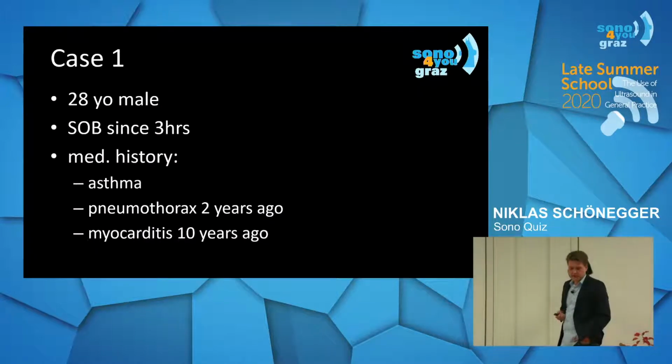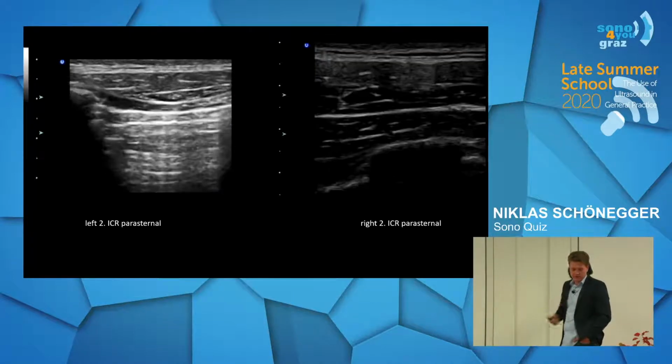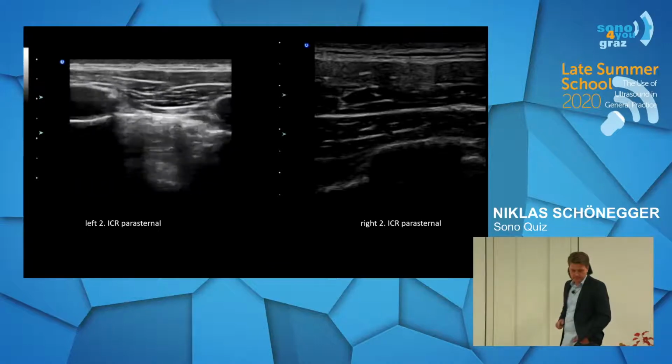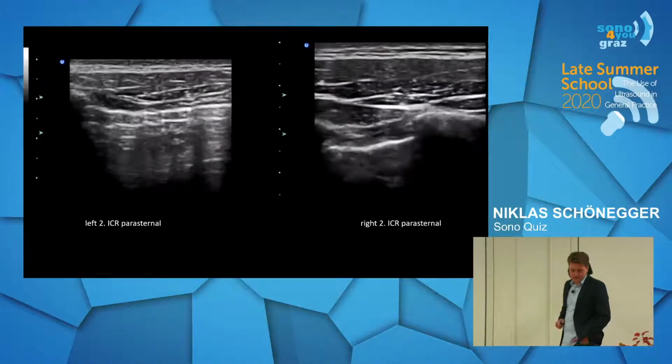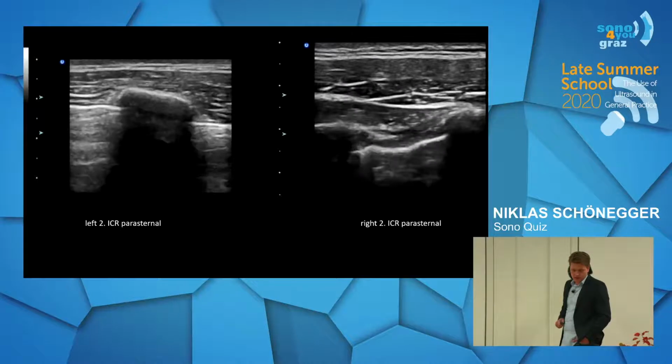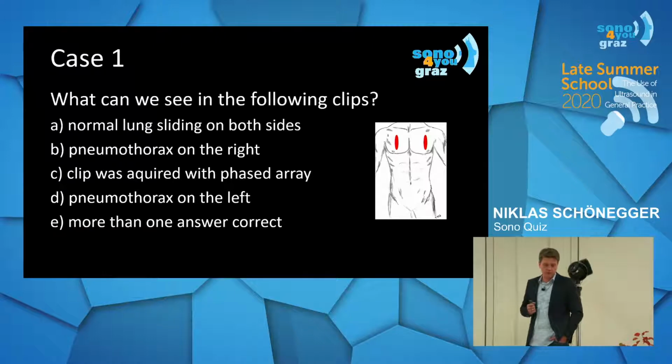The first patient is a 20-year-old male who comes to you with shortness of breath since 3 hours. In his medical history, he had bronchial asthma, and he also suffered from pneumothorax 2 years ago, and 10 years ago, he also had myocarditis. So this is what you got when you put the probe on his chest. And I now want to know from you, what did you see on the clip?